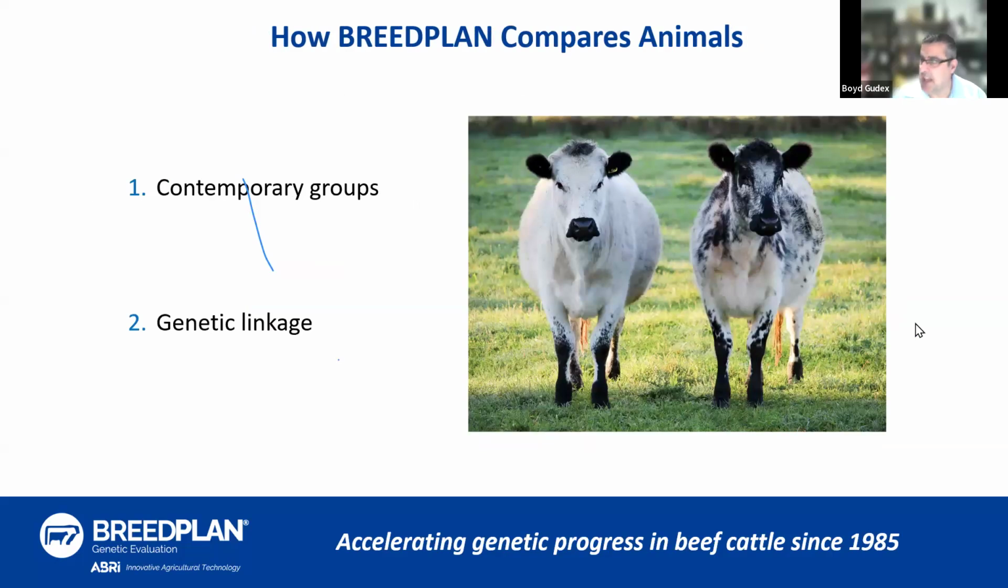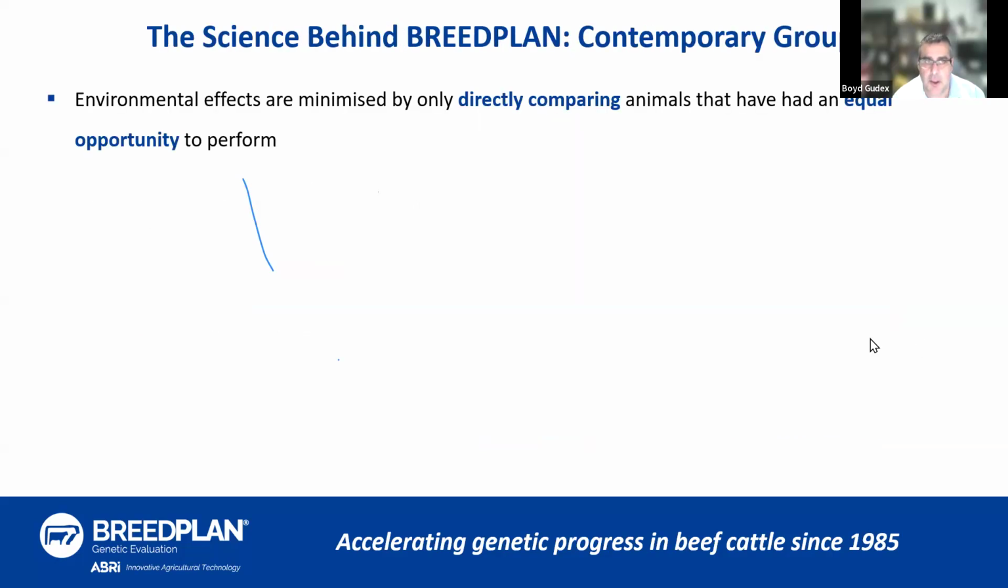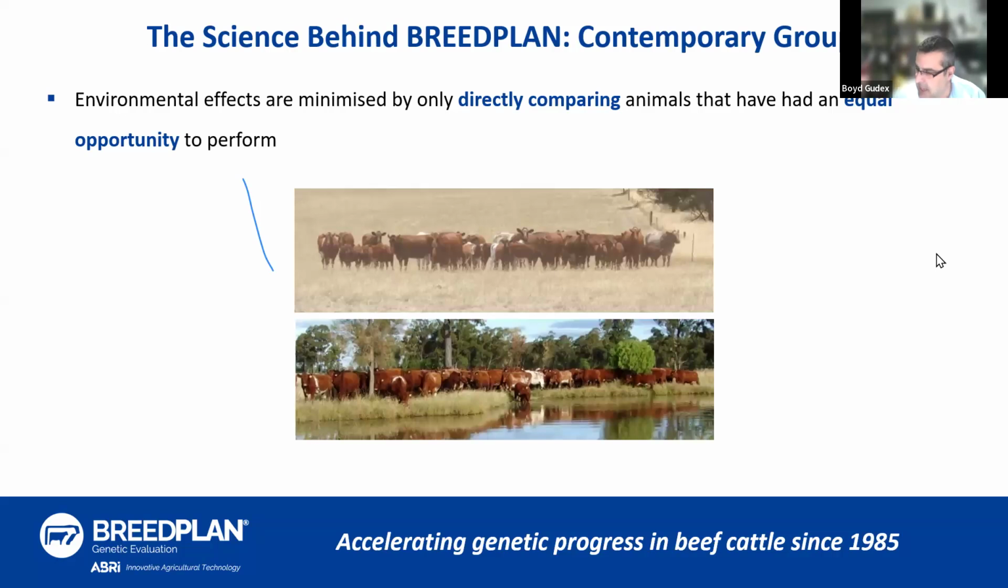So how does BREEDPLAN compare animals? Well, the two main principles behind it are things called contemporary groups and genetic linkage. So with contemporary groups, we create groups of animals that have been treated equally, and then we can do direct comparisons between them. If all environmental effects are equivalent for them, they're of a similar age, they're in the same mob, they're on the same farm, they're the same sex, they've been treated equally environmentally, so we can assume that all differences between them are due to genetics.